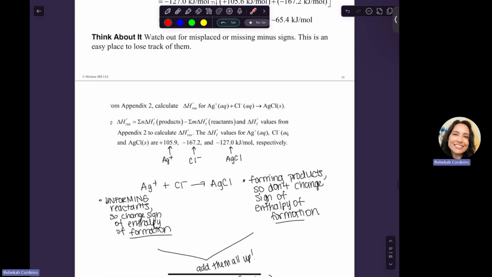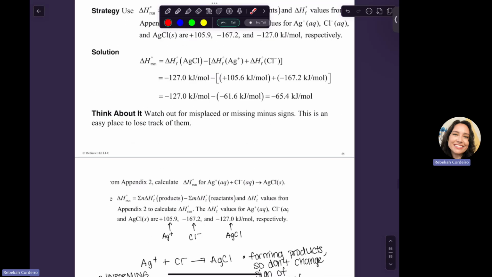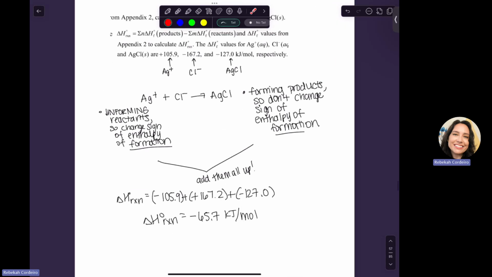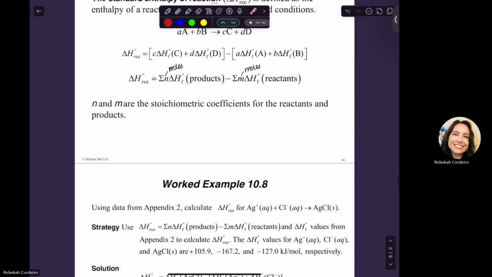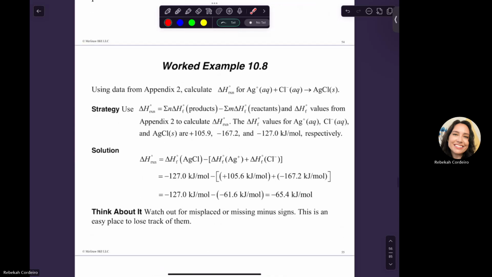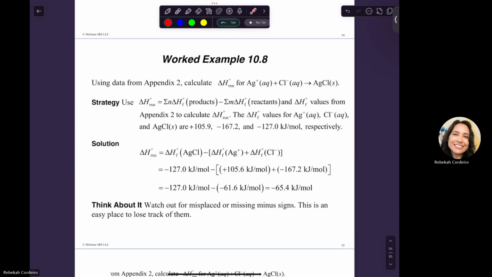So let's make sure we get the same thing they got. Yeah, 65.7. I don't know why we would have gotten a different answer. Oh, I used 105.9. They wrote 105.6 here, but then wrote 105.9 there. That's why it's different.